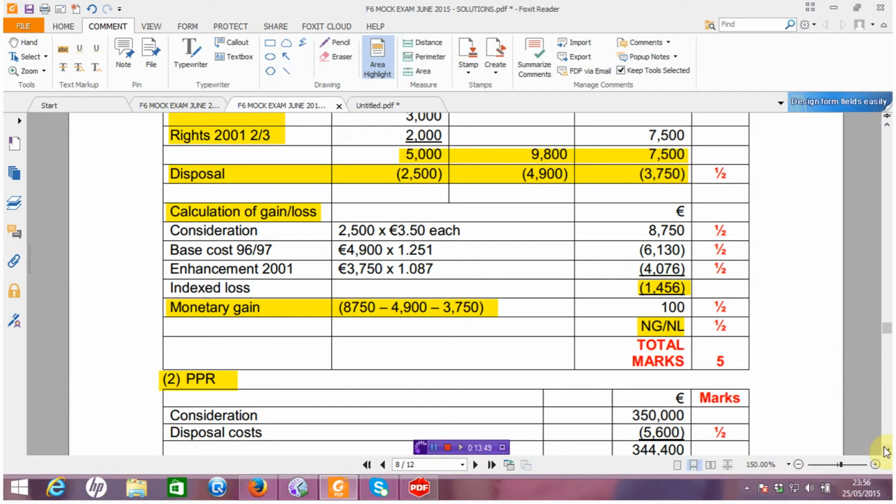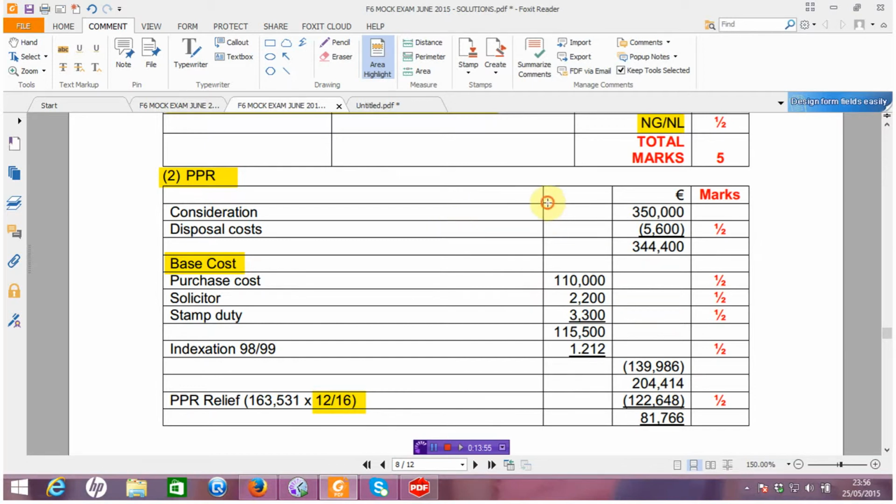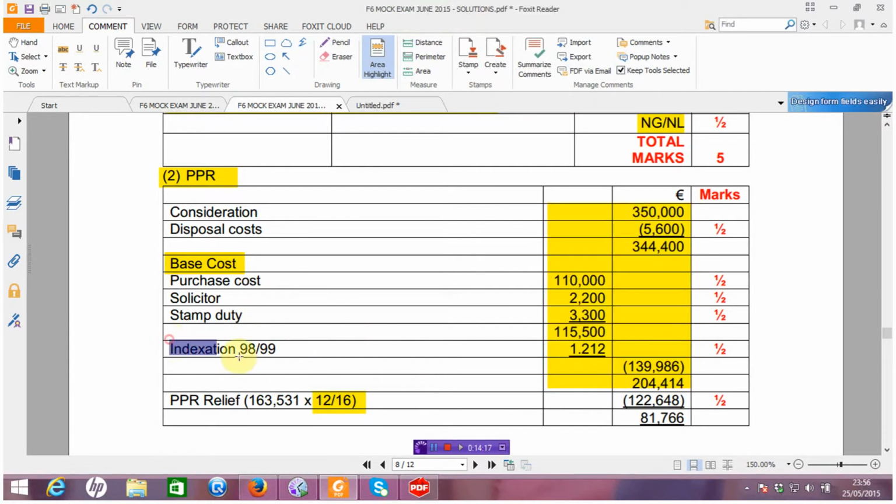So that's the two asset pools dealt with. In terms of the PPR, as I've said, in this area, even if we didn't really understand PPR that well, or found it a little bit confusing, there are quite a lot of marks there for really just subtraction. We've got consideration, take off the disposal costs, and then we've got the base cost and all of the fees. They allow for indexation relief here. That's not overly complicated, but we don't do anything in respect to PPR really until we get down here and look at the number of marks that there are just really for subtraction.